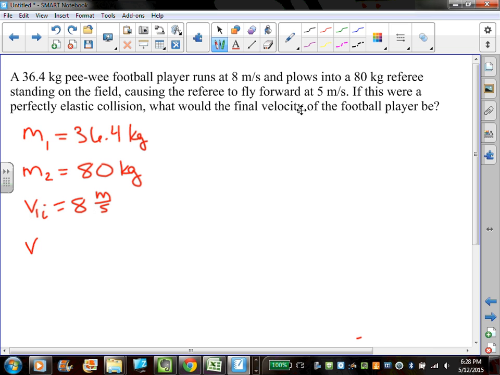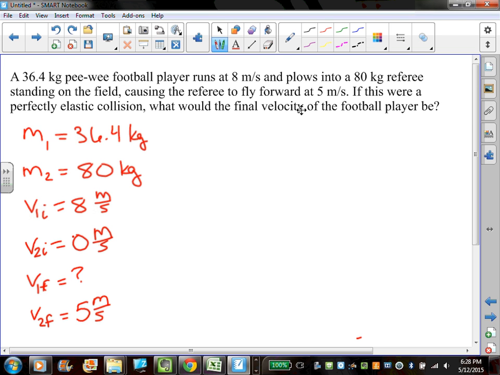Solve this? We do. We know that the velocity of the referee in the beginning is 0 meters per second. He's just standing there. Then the velocity of the little kid at the end is what we want to know, but we do know that the velocity of the referee at the end is going to be 5 meters per second. So this is everything that we know.